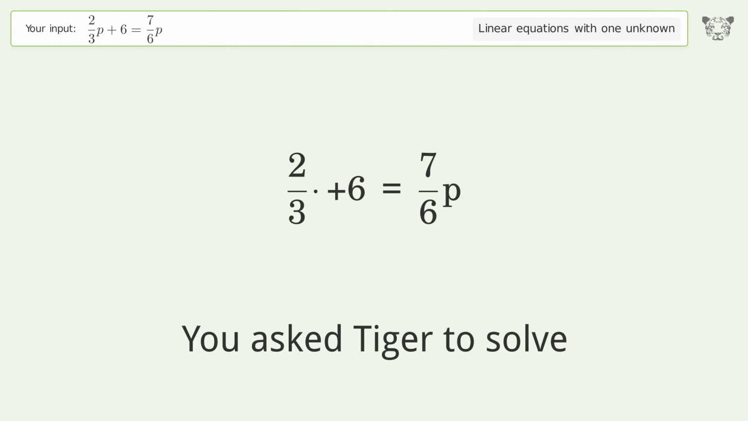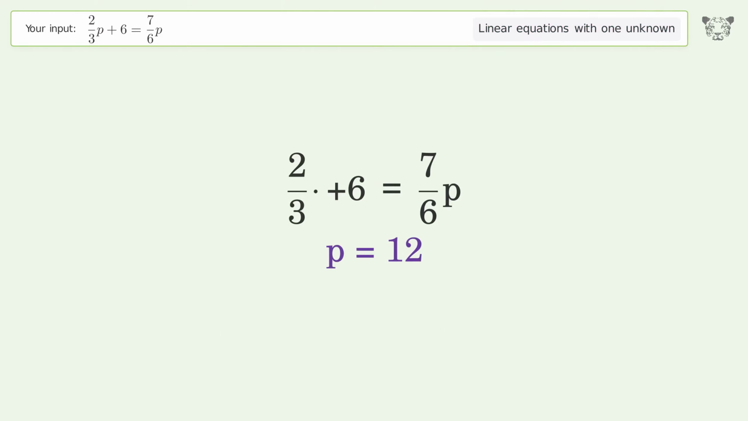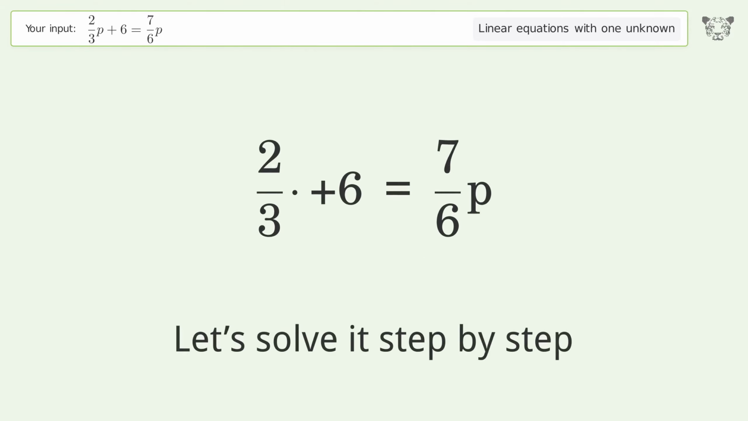You ask Tiger to solve. This deals with linear equations with one unknown. The final result is p equals 12. Let's solve it step by step.